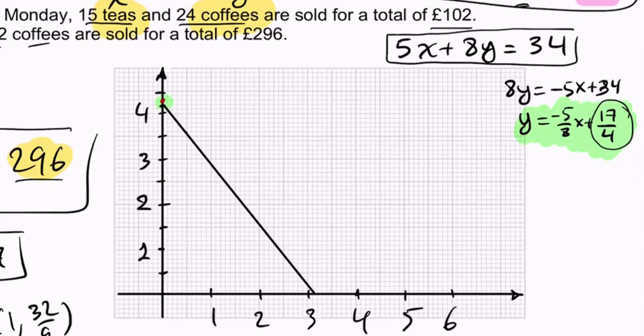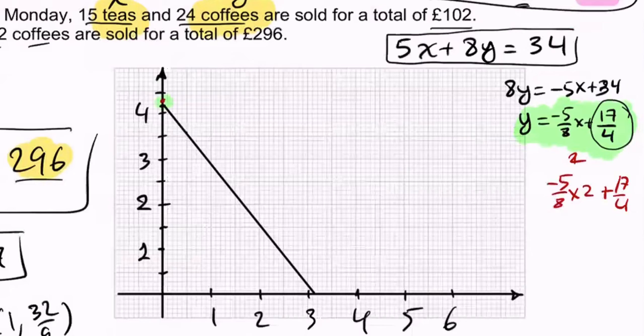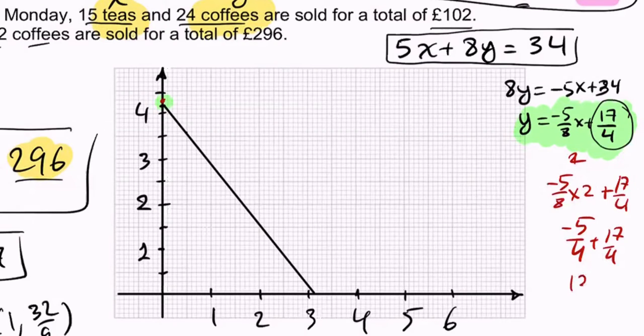Okay, then if you substitute x equals 2, it will be negative 5 over 8 times 2 plus 17 over 4. Negative 5 over 8 times 2 means negative 5 over 4, plus 17 over 4, which gives me 12 over 4. 12 over 4 equals 3. So whenever x is 2, y is 3. So it is 3, it's here. Okay?